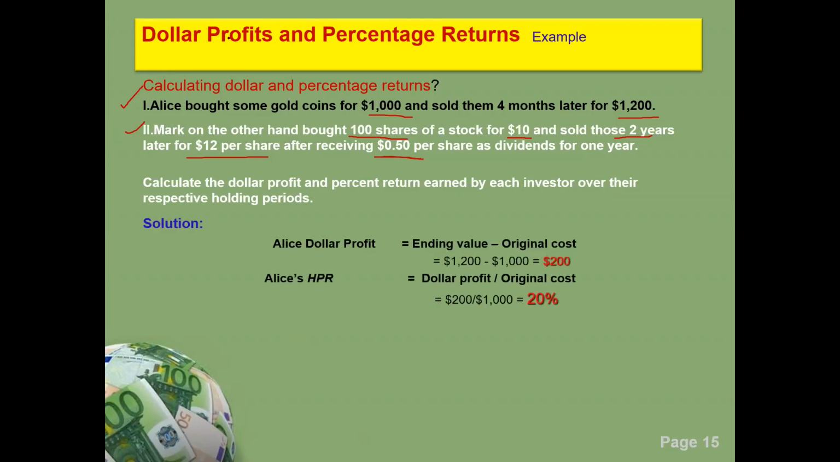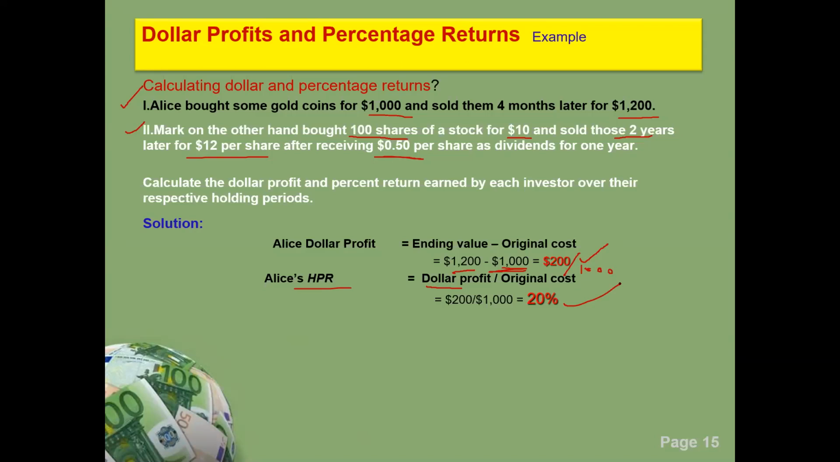The dollar profit and loss for the first investor is very simple: the ending value minus the original cost. So his dollar profit and loss is 200. And how do we calculate the holding period return? The dollar profit and loss divided by the original cost. This 200 divided by the original cost of 1,000, so his holding period return is 20%. His return for that period was 20%.